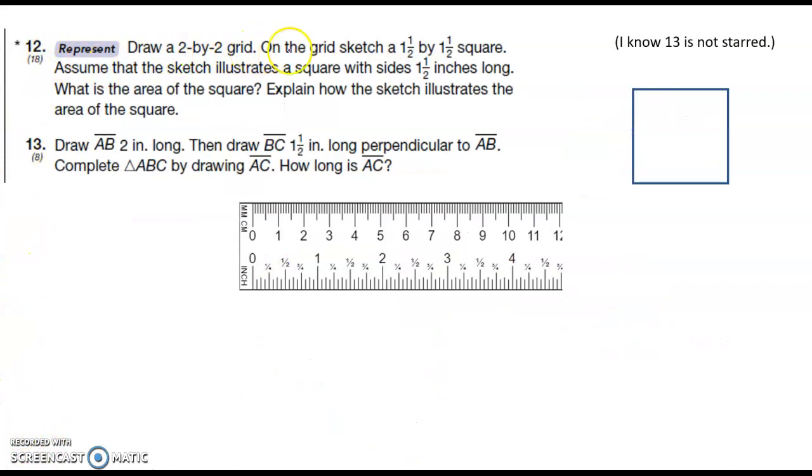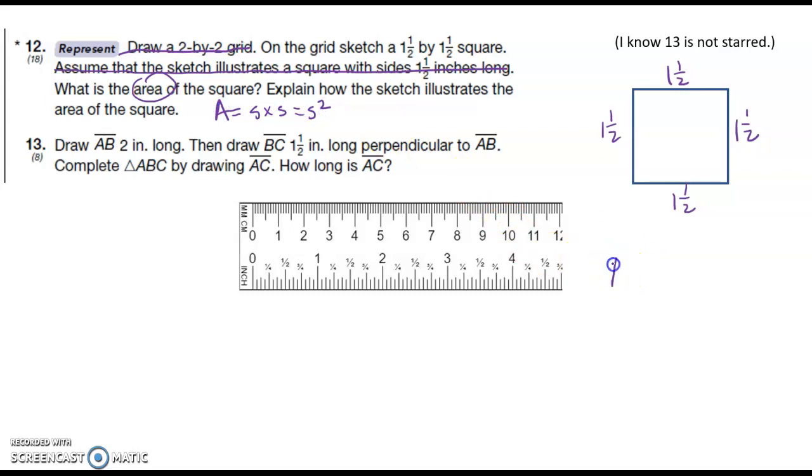It says draw a 2 by 2 grid. On the grid, sketch a 1.5 by 1.5 inch square. So each of these sides is 1.5. What is the area of the square? So you don't need to do this, and I've already drawn the square because I want to see what it looks like. But if I'm going to find the area, I know that the area of a square is side times side, or side squared.